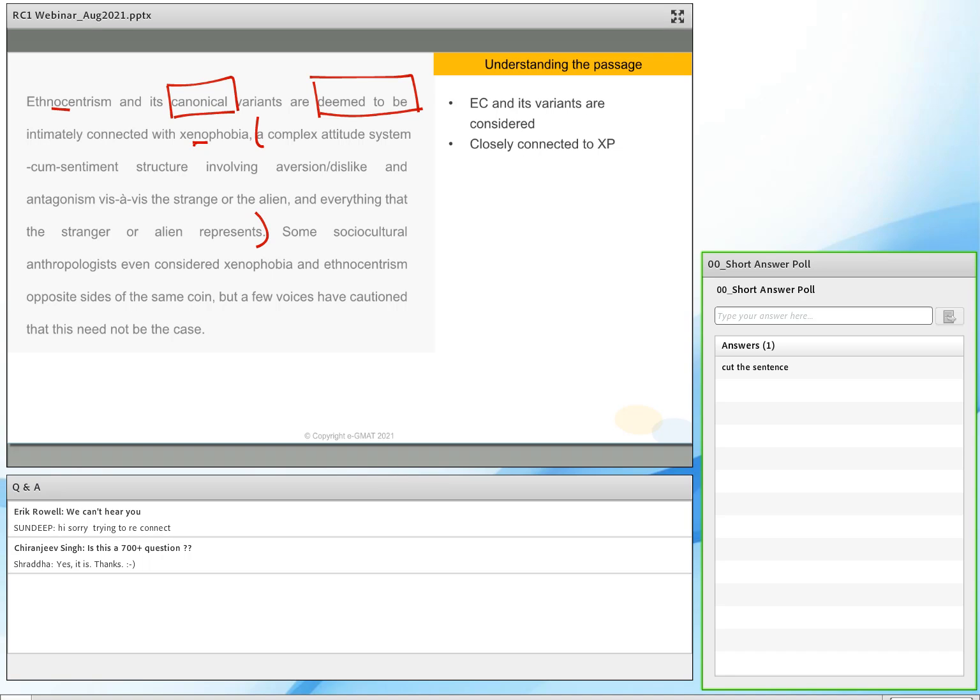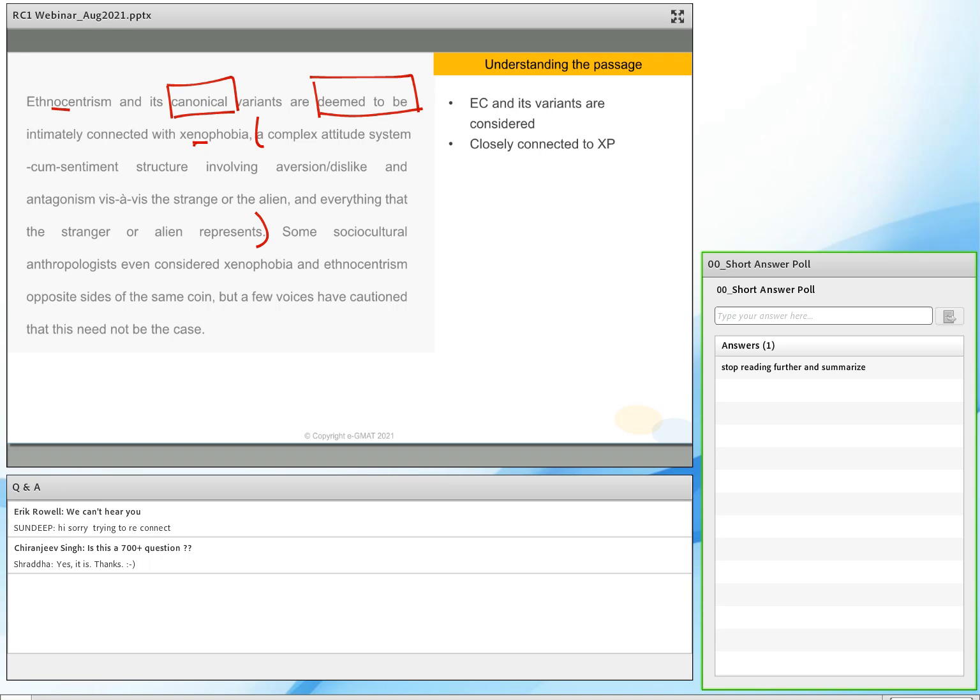Cut the sentence. What else? There's something else I very, very specifically told. How do you understand it? Summarize. Absolutely, summarize. Who can tell me in their own words the meaning of what you just read? What is complex attitude system, sentiment structure, etc.? Stop reading further and summarize.